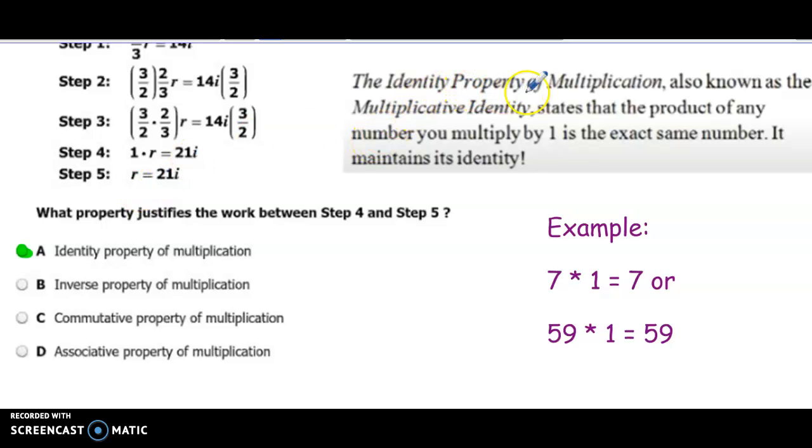So when we talk about the identity property of multiplication, also known as the multiplicative identity, it states that the product of any number you multiply by 1 is the exact same number. It maintains its identity. So, for example, 7 times 1 would give me 7. 59 times 1 would give me 59. So anything I multiply by 1 is going to keep that same number. And that's the property that you used here in problem number 3.